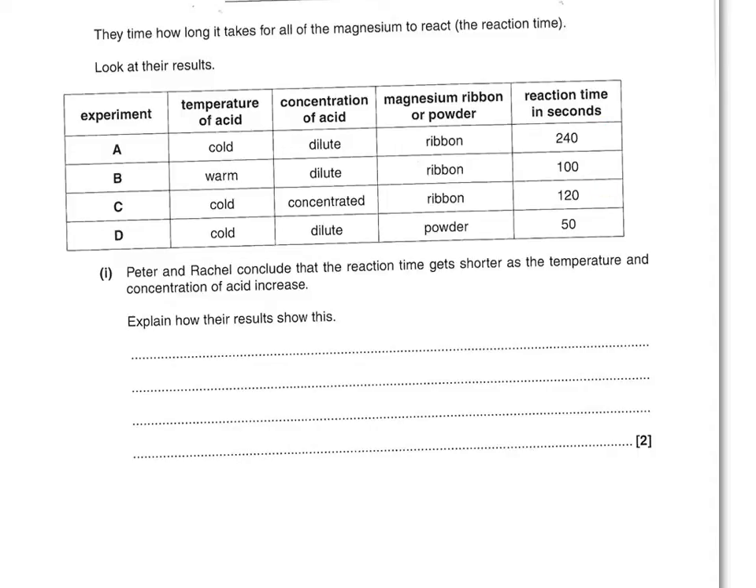So your first mark is for using experiment A and B and saying that reaction time has gone down when you've gone from cold to warm, and your second mark is for saying A and C, because your reaction time has gone down going from dilute to concentrated.